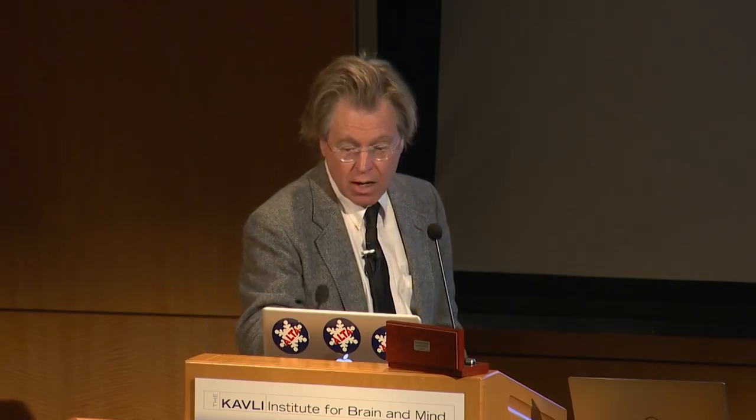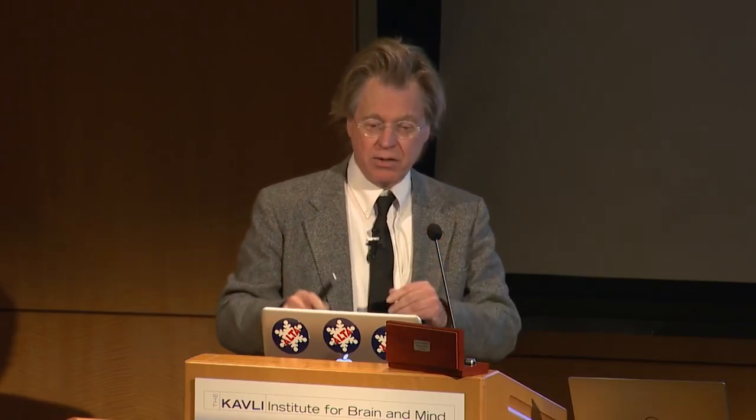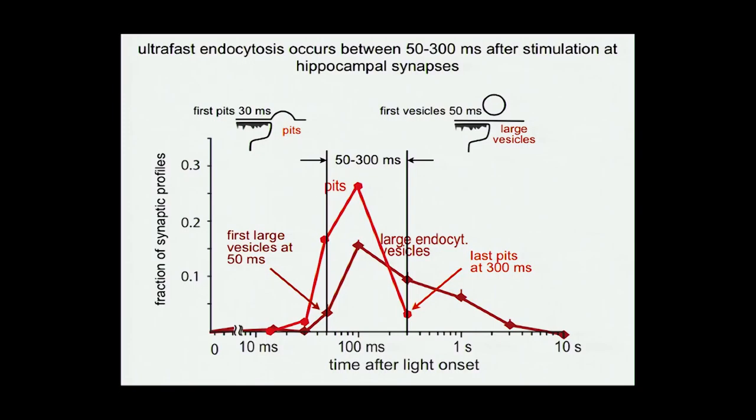So we can now calculate the time during which endocytosis is taking place. And that is seen by quantifying the number of each of these structures we see. We see the first pits at 30 milliseconds. Then we see large vesicles form at 50 milliseconds. We see the last pits forming at 300 milliseconds. And so that determines the first presence of vesicles and the last appearance of vesicles. So endocytosis is taking place between 50 to 300 milliseconds.